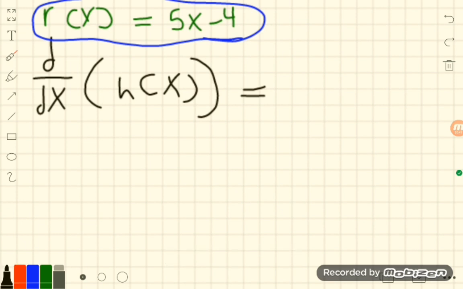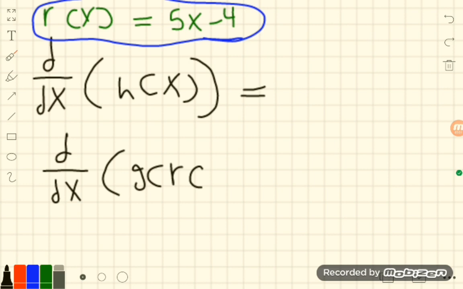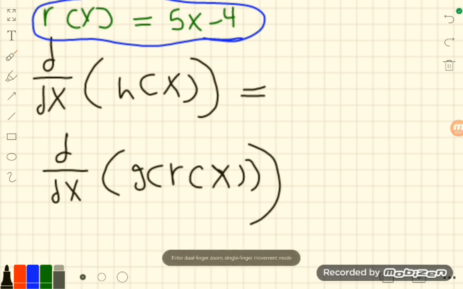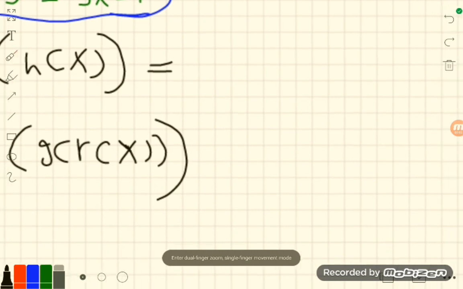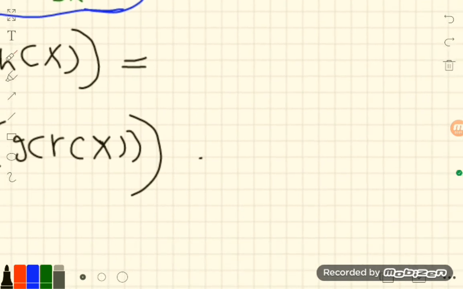We'll say that this is nothing but the derivative with respect to x, dx of g of r of x. Right, g of r of x. Let's close that. Hold on, that's for the x and that's for the g. You really gotta make sure that you closed all the correct brackets. Okay, so now what do you take?